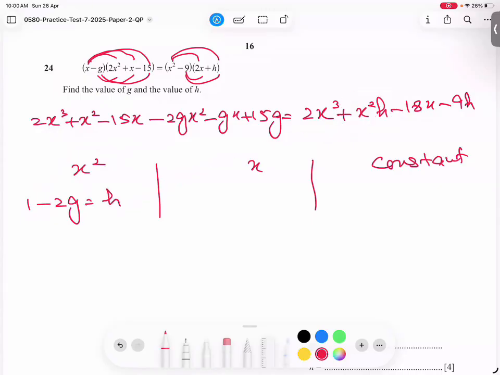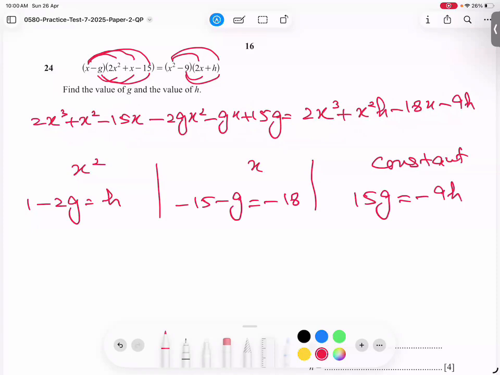So this is done. Now let's talk about x. How many terms? x 15, negative 15 and negative g from here. So negative 15 and negative g. And from here, negative 18. Done. Now constant. Constant means without x. So 15g only. And without x, what number? This one only, so negative 9h.